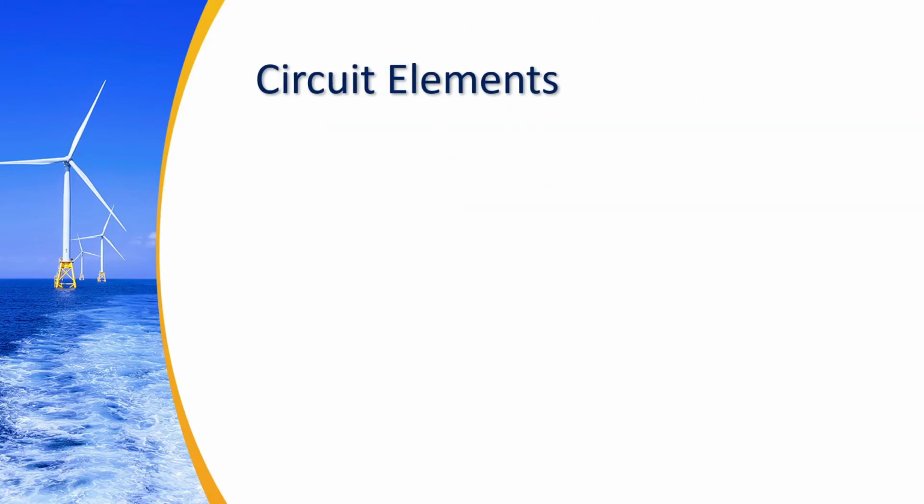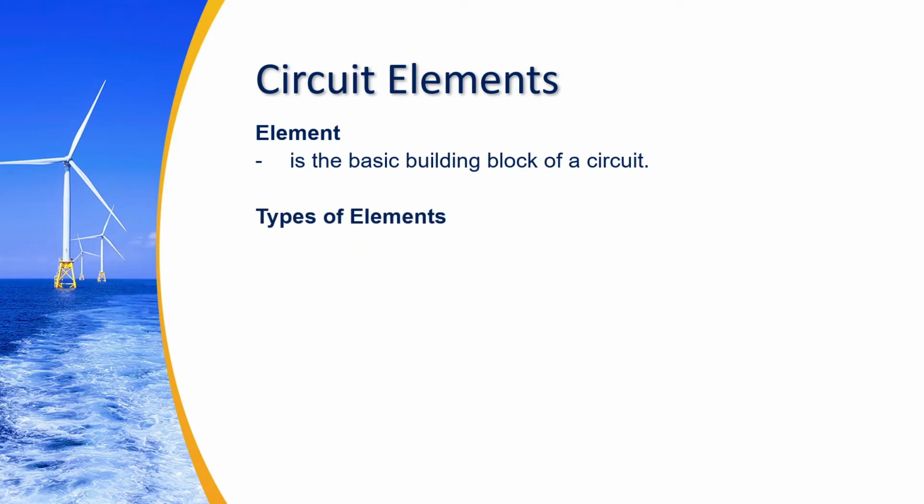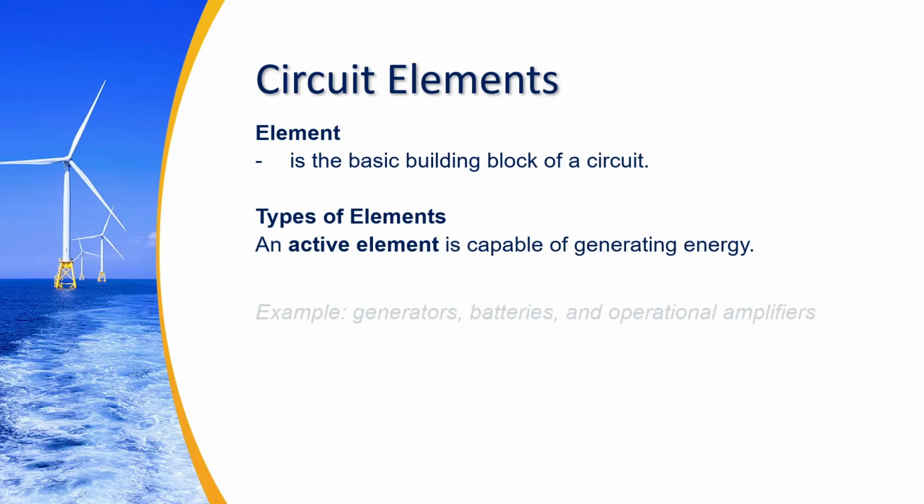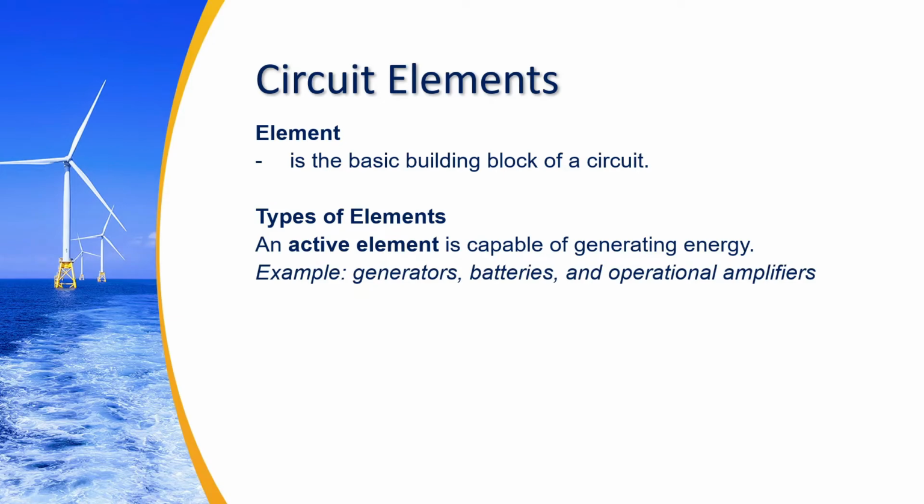Okay? So, next, circuit elements. Element is the basic building block of a circuit. We have different types of elements. First one is the active element, is capable of generating energy. Lahat daw ng element na capable mag-generate ng energy o magbigay ng energy is what you call the active element. Ang mga examples niyan ay generators, batteries, operational amplifiers. Sila yung mga element na nagbibigay ng energy sa other elements.